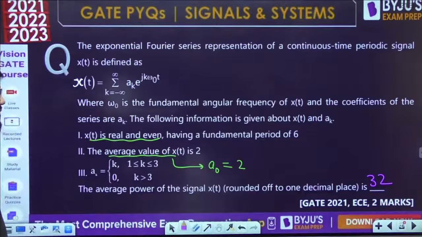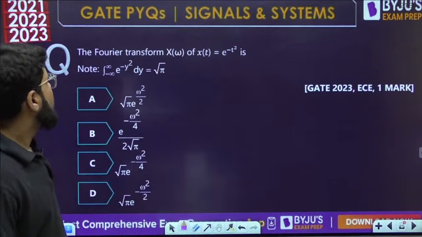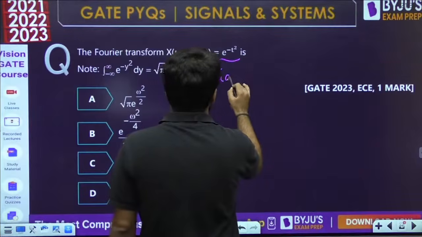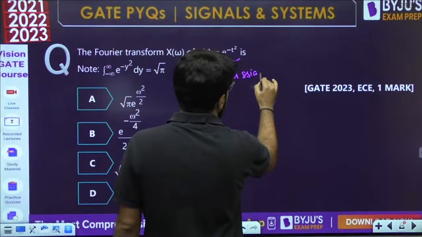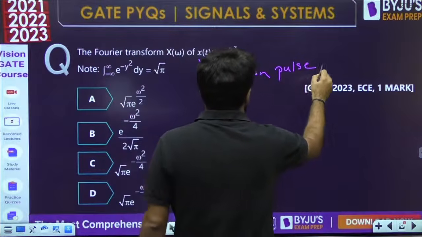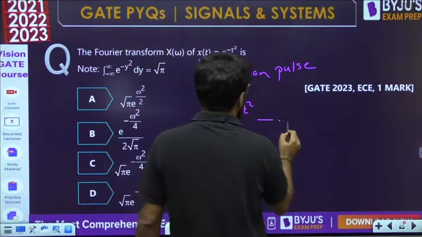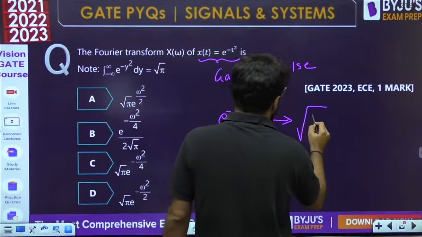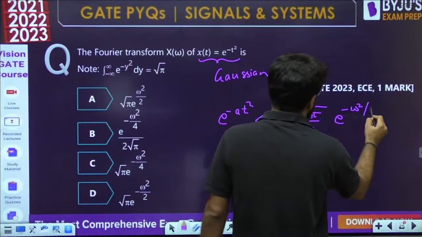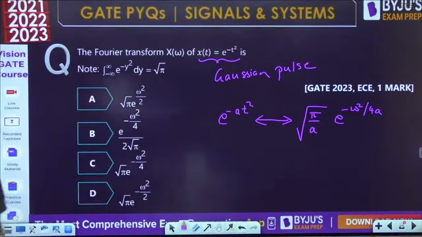Okay ji. Next question then. Guys, what is the Fourier transform for e power minus t square Gaussian pulse? Direct 2023 1 mark direct formula question. What is the Fourier transform for e raised to the power minus a t square? It should be given by the formula root over of pi by a e raised to the power minus omega square by 4a. Right, ji?